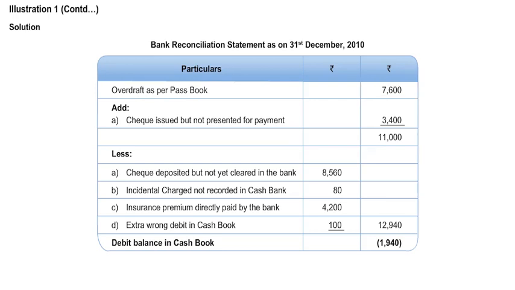Now here they have given us overdraft as per passbook and we are supposed to arrive at the cash book balance. So we need to keep in mind this is about overdraft. So accordingly, the plus and minus signs will change.